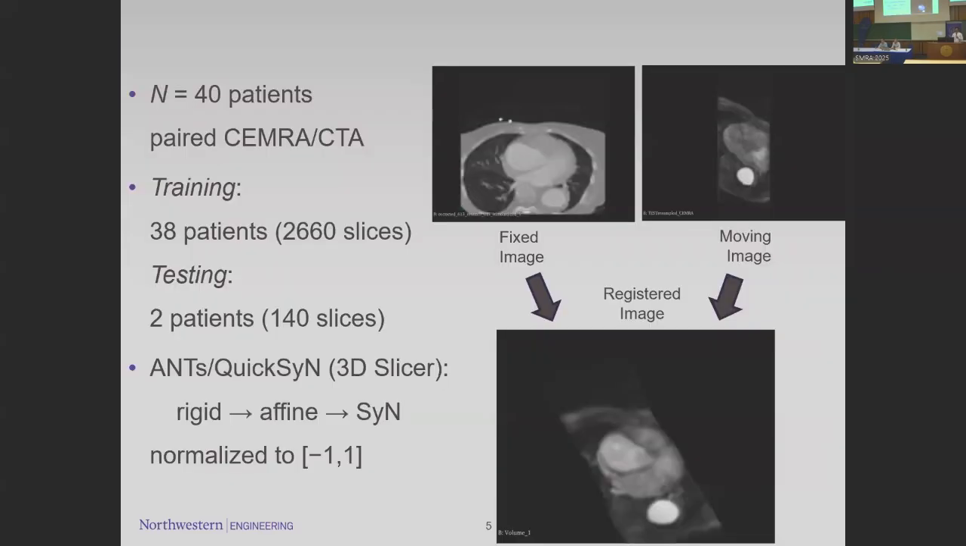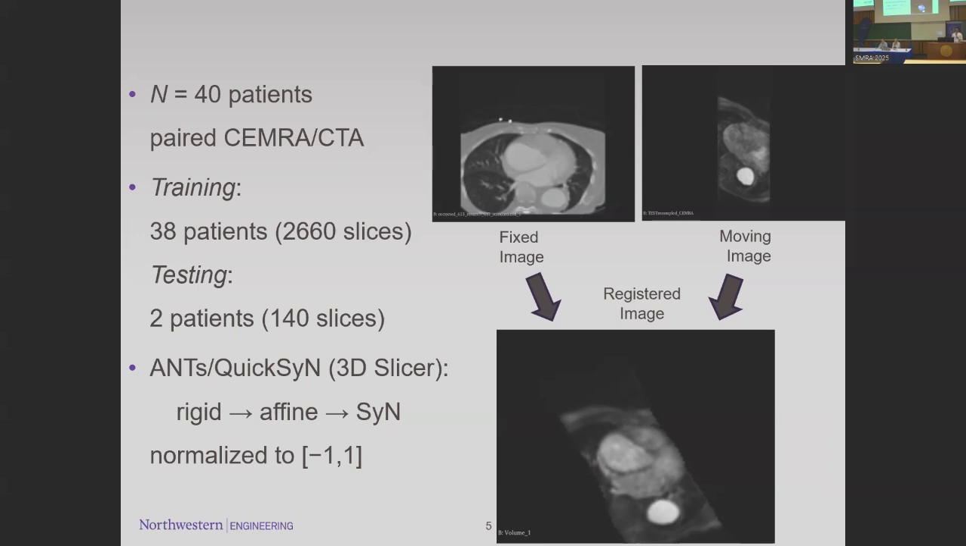There was some pre-processing in which basically the CT volume was treated as the fixed volume and the MR angiographies were registered to it. These were acquired in the same patients within 1 year. And so it was a somewhat small group of patients. It was 40 patients who had these.